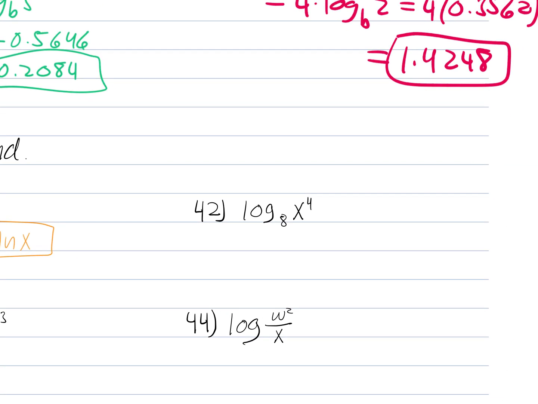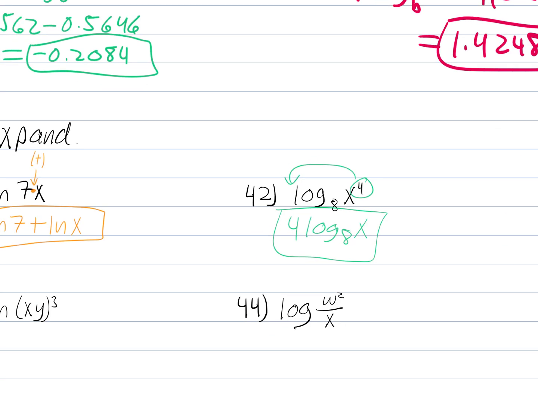All right, the next one, 42, I'm going to look at what we have on the inside of our log base 8, and it's an exponent of 4. I know that an exponent can go out front of my logarithm, so it's going to be 4 log base 8 of x. And there's nothing more we can do to that. There's nothing more inside of our log base 8 that we can take out or separate, so we just leave it as is.